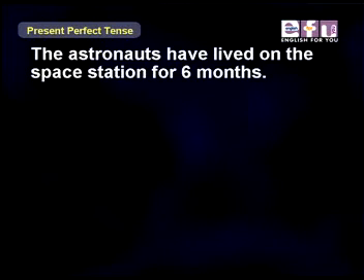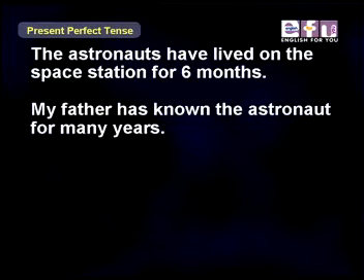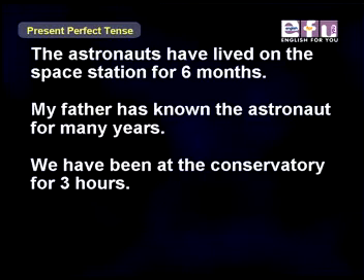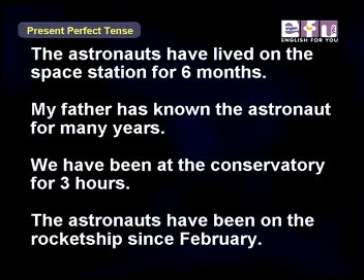Well, now let's review another use of the present perfect. So look at these sentences. The astronauts have lived on the space station for 6 months. My father has known the astronaut for many years. We have been at the conservatory for 3 hours. And the astronauts have been on the rocket ship since February. So when we use since or for with the present perfect, this shows us that a situation has begun in the past and it continues to the present for some time.